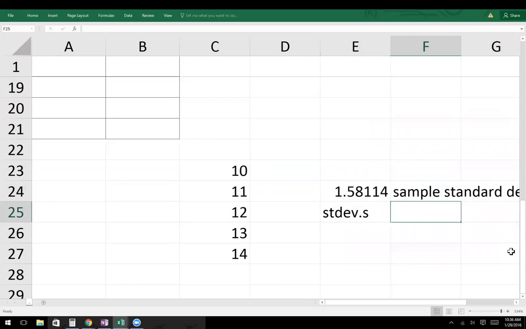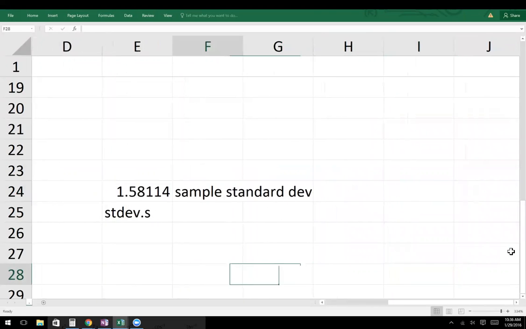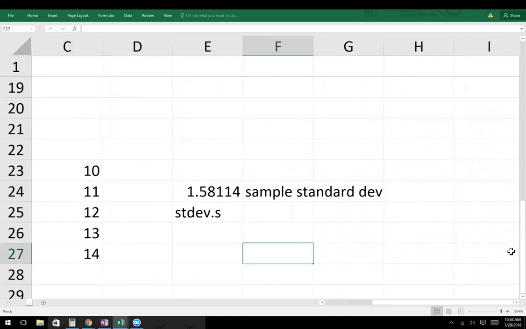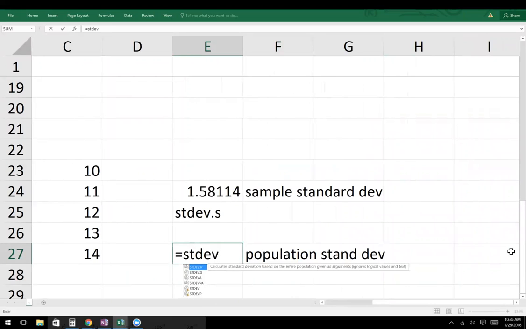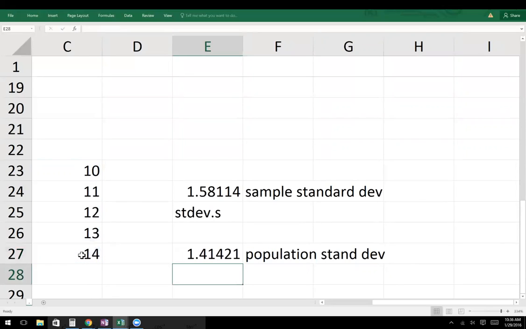standard deviation. If this happened to be the entire population instead of just a sample, then the formula is actually a little different, but again, Excel does it for you. Just go STDEV, but instead of .S for sample, you put .P for population. So this is STDEV.P. Notice the population value is a little smaller than the sample. It's always going to be a little smaller.